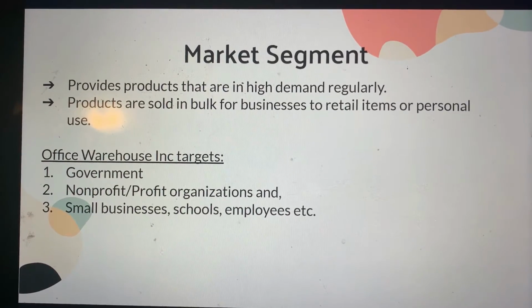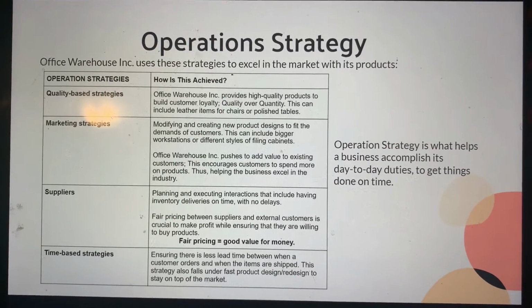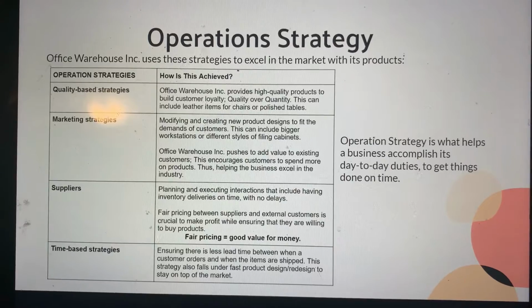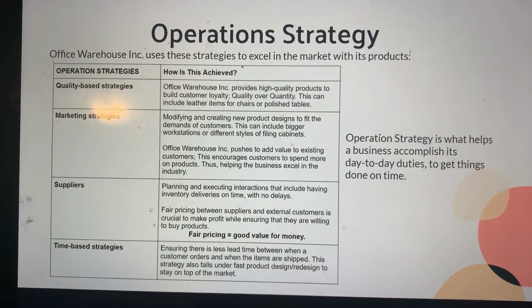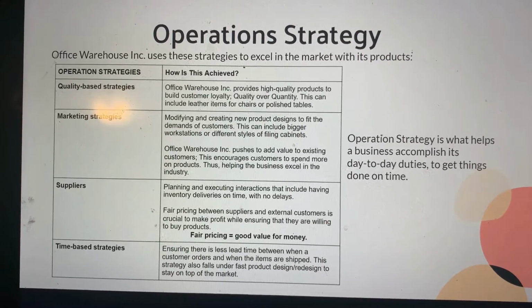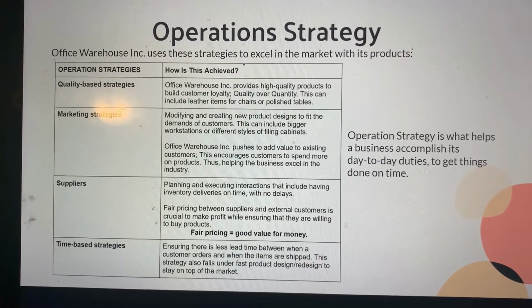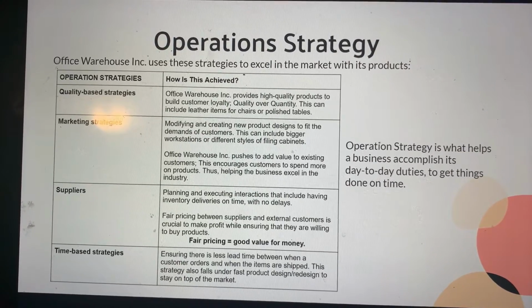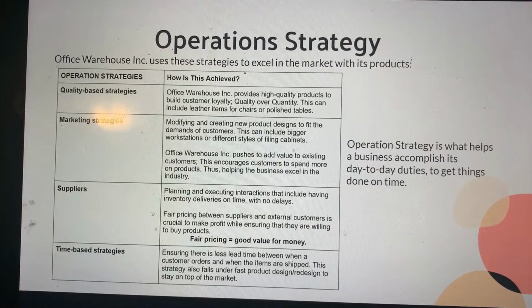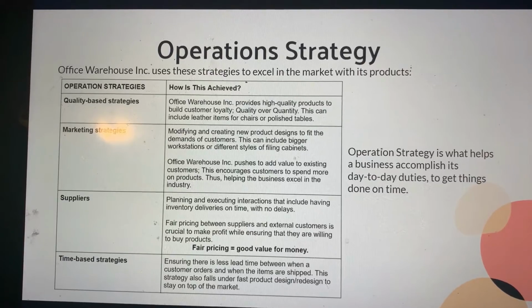Next, I'll be talking about some operation strategies that Office Warehouse uses. Some of the strategies they use are quality-based, marketing strategies, suppliers, and time-based strategies. By providing high-quality products, which Office Warehouse does, customers are more likely to be loyal to the company and come back. Some marketing strategies used are to draw in customers by providing new equipment that have attractive features. Suppliers also make sure that the products are delivered in a timely manner, which attracts customers to purchase from them again, as customers will get their products delivered on time and in great condition.